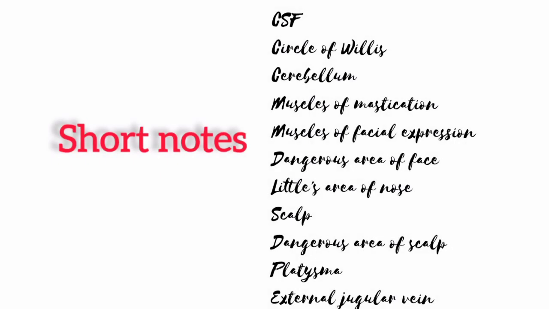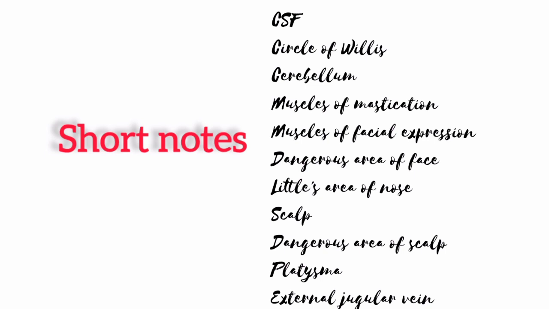So the first topic from the short notes part is CSF. The location, production, absorption, the normal content, and the associated clinical aspect need to be mentioned. Next is circle of Willis. I mentioned this in the neuroanatomy part also, because neuroanatomy like brain and spinal cord are all related to the head part and the associated neck part. So they can be asked from either of the two topics, either from the head and neck or from the neuroanatomy. Next is cerebellum. The parts and the diagram are very important.